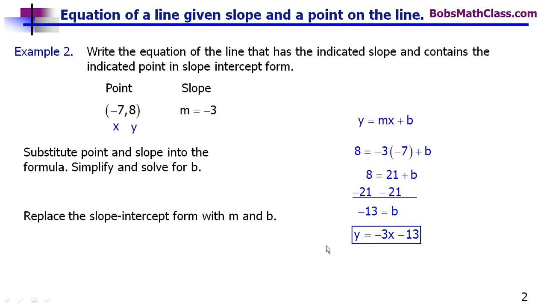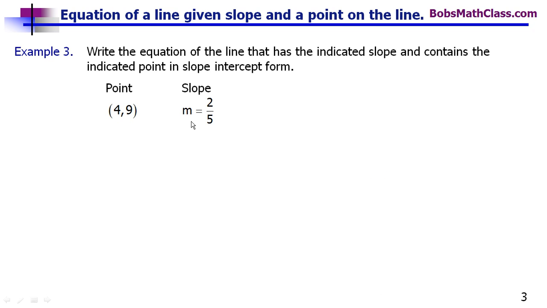Okay, let's go on to another example. Same directions. Our point is 4, 9, and our slope is 2/5. Excellent. Fraction. We love fractions, right? Same thing. Write down our slope-intercept form. y equals mx plus b. And x is the first value, y is the second value.